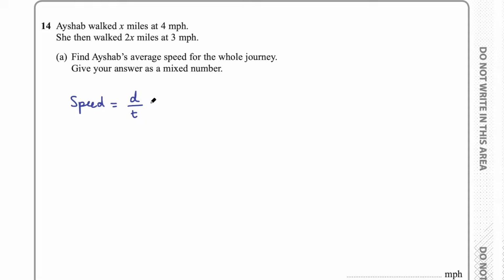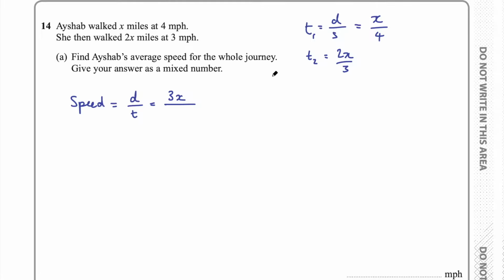So the distance, we know the distance will be 3x, so x miles plus 2x miles, that's going to be 3x. Now what's the time? That's a little bit trickier. So the time is going to be the distance divided by the speed. Now the time for the first part will be x miles divided by 4. And the time for the second part, let's call these T1 and T2, is going to be 2x divided by 3.